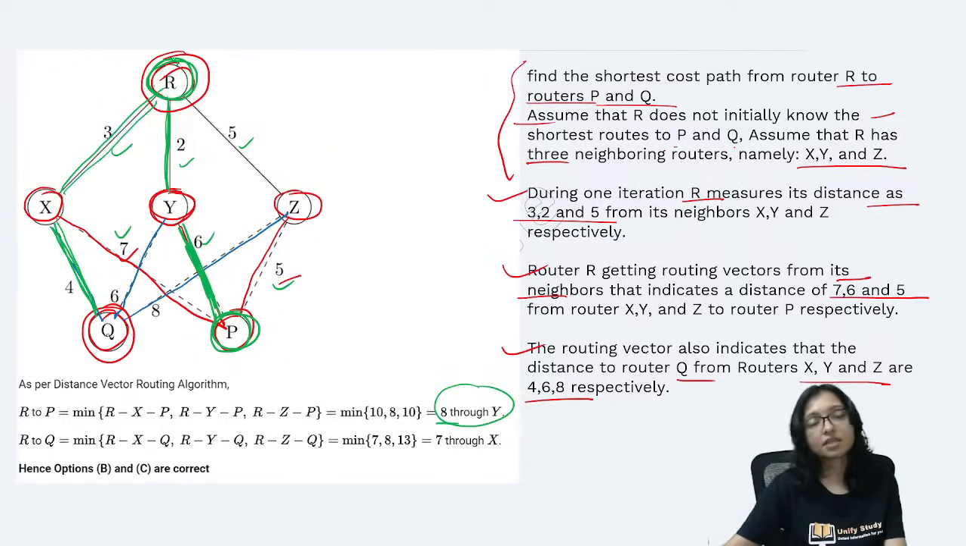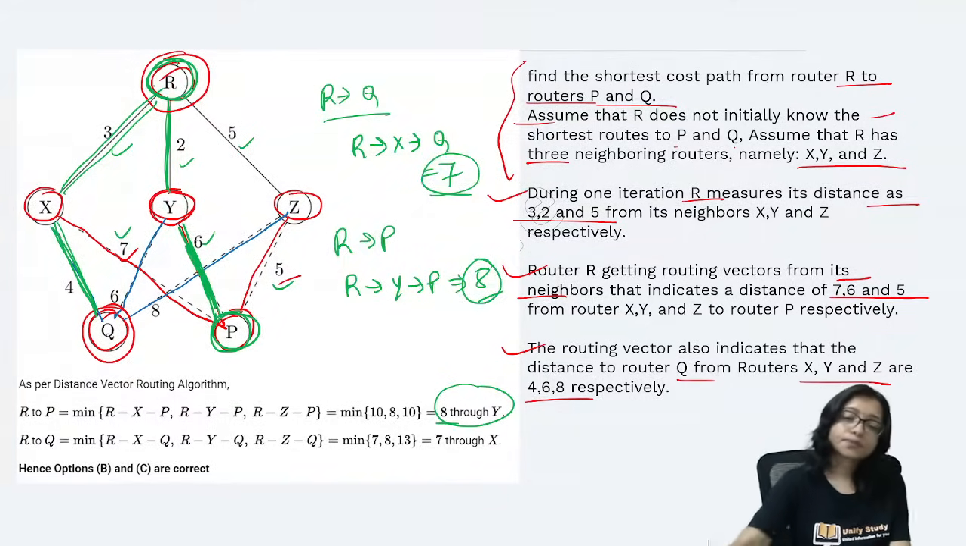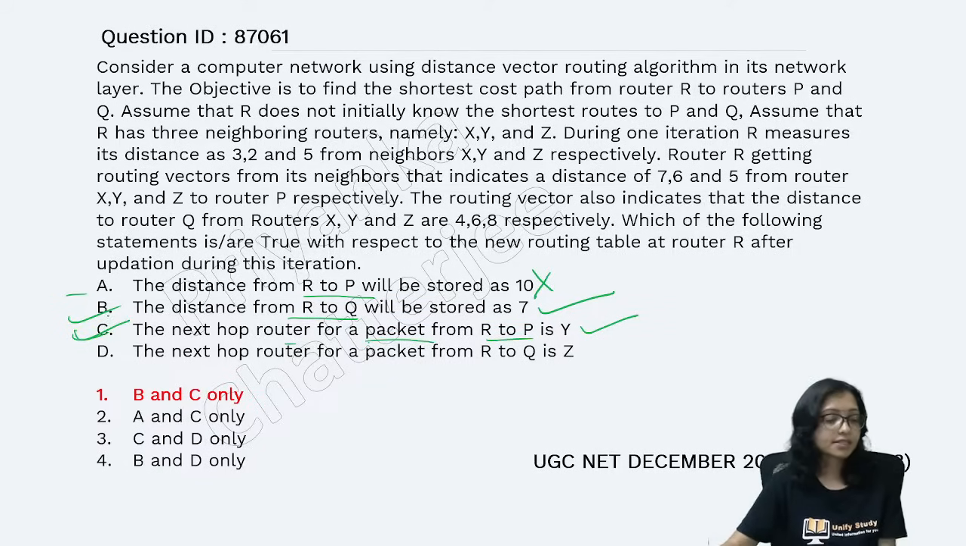That is 7, 3 plus 4. So R to Q, I am getting R, then X, then Q, that is 7, and R to P, I am getting R, then Y, then P, that is 8. In this way I can get the answer. So my answer will be: the distance between R to P is 10? No. The distance between R to Q is 7? Yes. The next hop of the router packet R to P is Y? Yes, that is correct. So B and C is the correct answer.